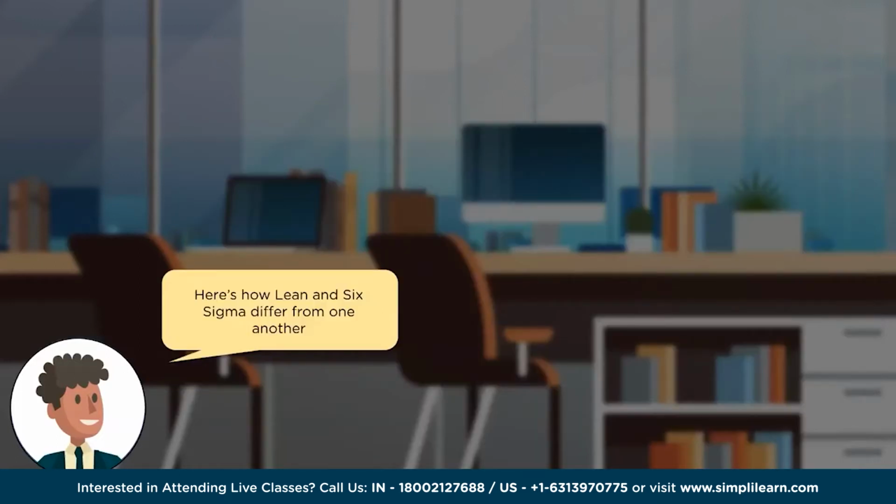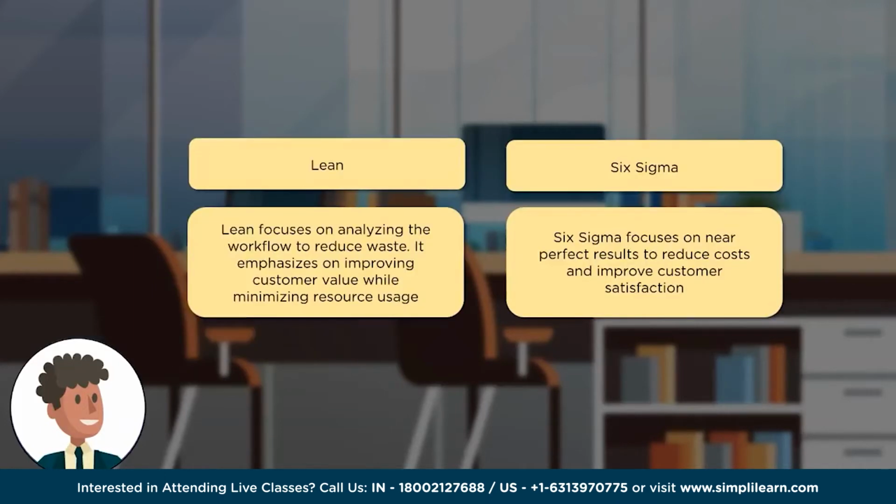So let's talk about how Lean and Six Sigma are different from one another. The Lean methodology aims to reduce waste. It does so by analyzing the workflow. It also emphasizes minimizing resource usage and improving customer value.